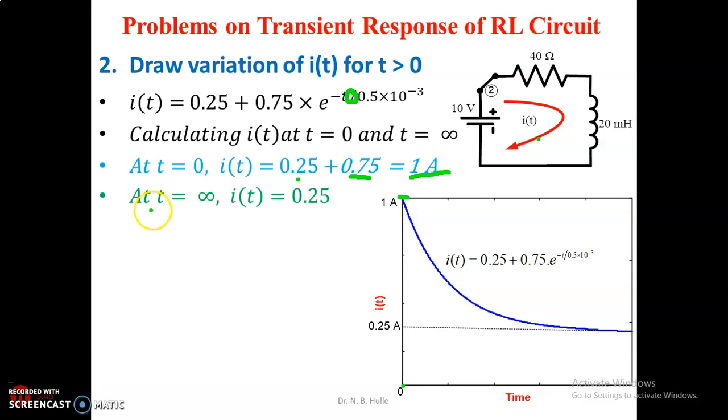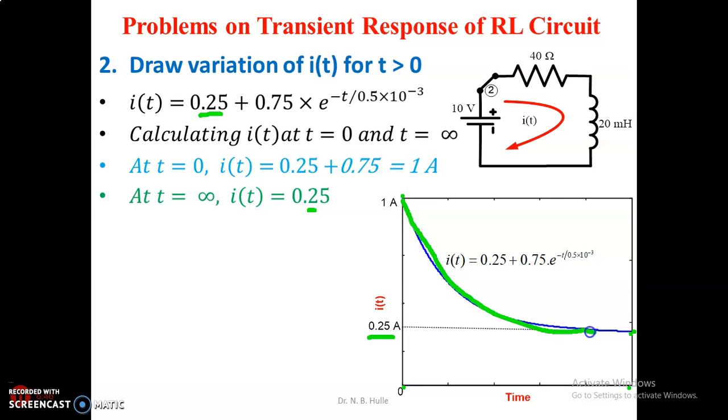Similarly, we are trying to find out the value of the current at t is equal to infinity. At t is equal to infinity, it becomes e raised to the power of minus infinity, which is 0. 0 into anything will be 0. The resultant value is 0.25. This is the time axis, this is t is equal to 0, and this will be t equal to infinity. At t equal to infinity, the current in the circuit is 0.25 amperes, which I have tried to show here. This is the initial current and this is the final current, and it is discharging.